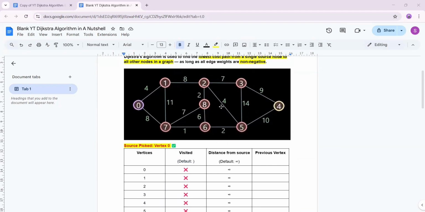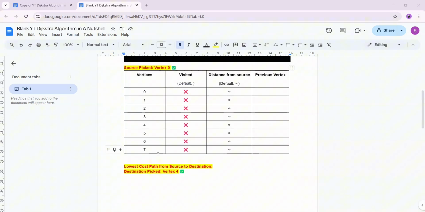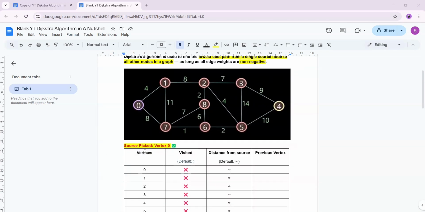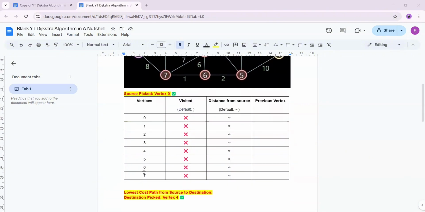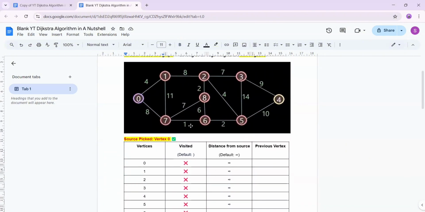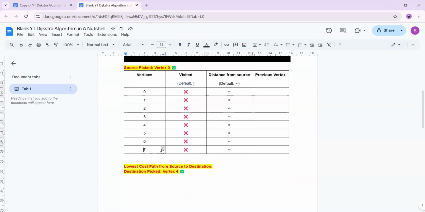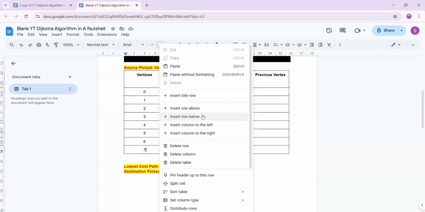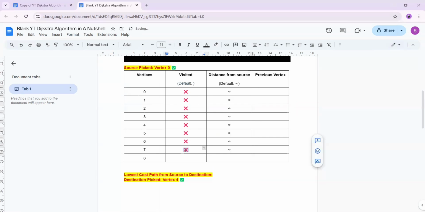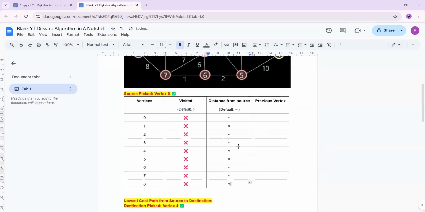Let's start. As is well known, Dijkstra's algorithm's main purpose is to find the lowest cost path from a source to a destination. So we have a table: vertices, visited, distance from source, previous vertex. We list down all the vertices that we have. Since we have vertex 8, we will include one more row here. By default, we mark every single node as unvisited, and the distance is infinity. The previous vertex will be blank because that will be filled up when we traverse.